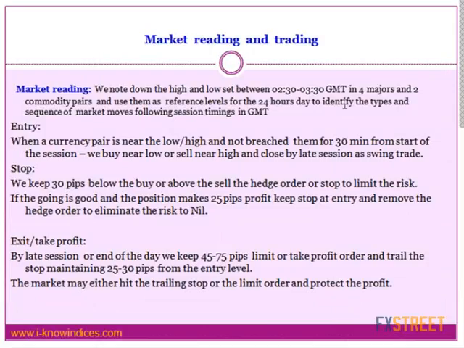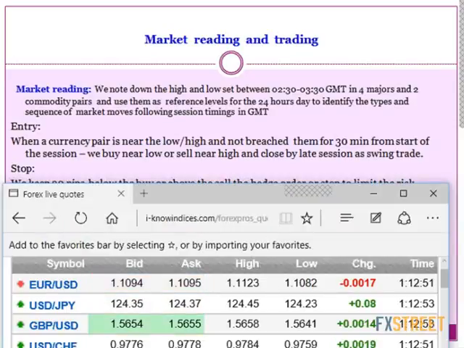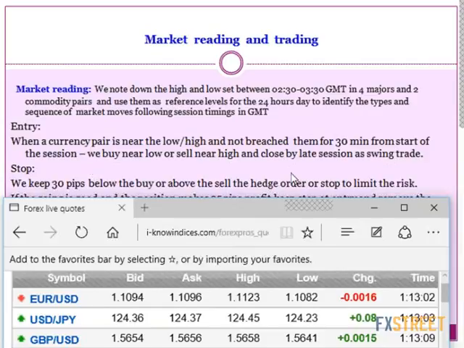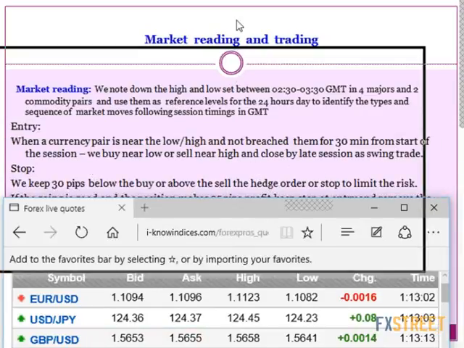So in our trading strategy, we watch the currencies up to 3:30 GMT and note down the initial lows and the highs. And if they are near the high and do not breach the high for 30 minutes of our observation, then we'll try to take a sell position if it is near high, or a buy position if it is near low and does not breach the low for 30 minutes. And then within the same session, we'll try to close it after keeping a 30 pips hedge order.